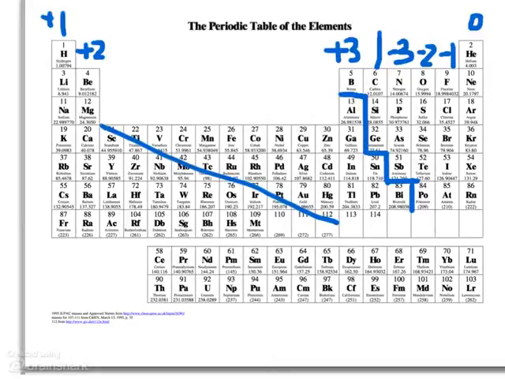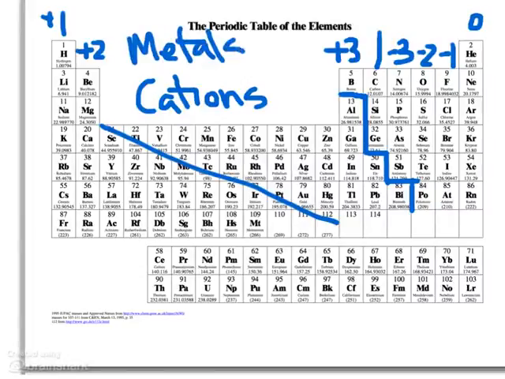First off, if you look at the left side of that zigzag line, you'll notice that all of those elements have a positive charge. And if you remember back, positive charges are known as cations. So anything to the left of that zigzag line is going to be known as a cation. And also, we figured out that to the left of the zigzag line, you have your metals. So you can conclude that on the left of that, you have metals, and those metals are forming cations.